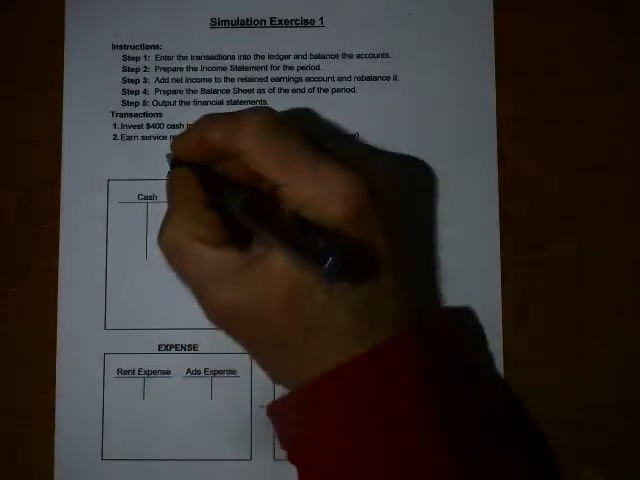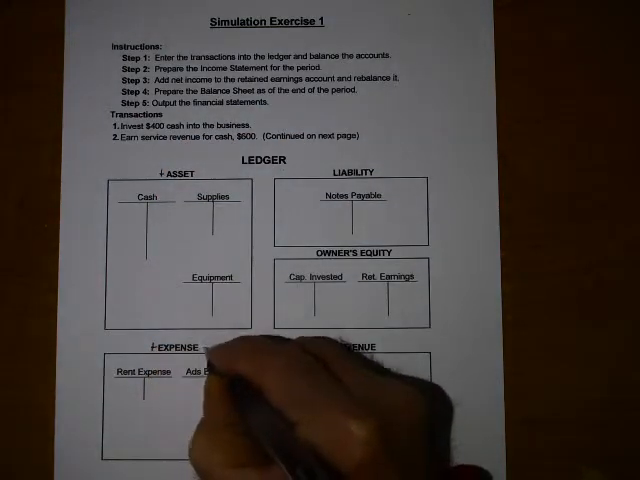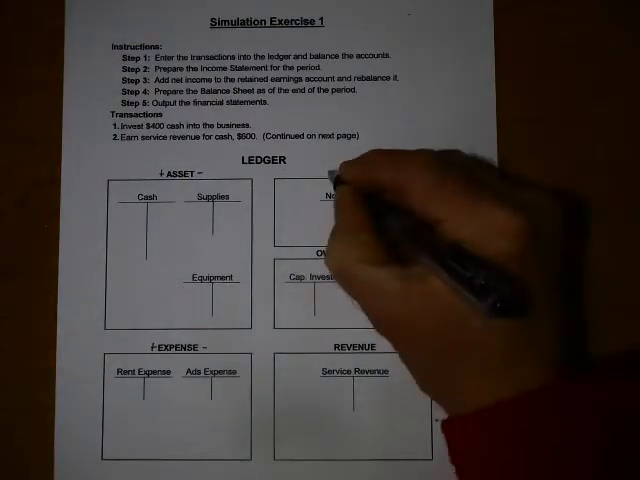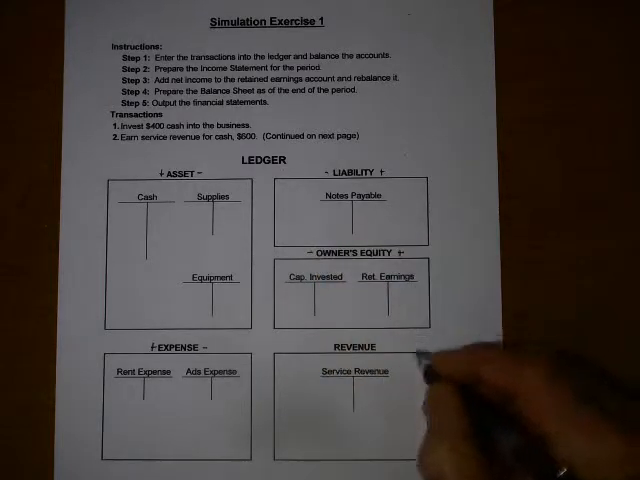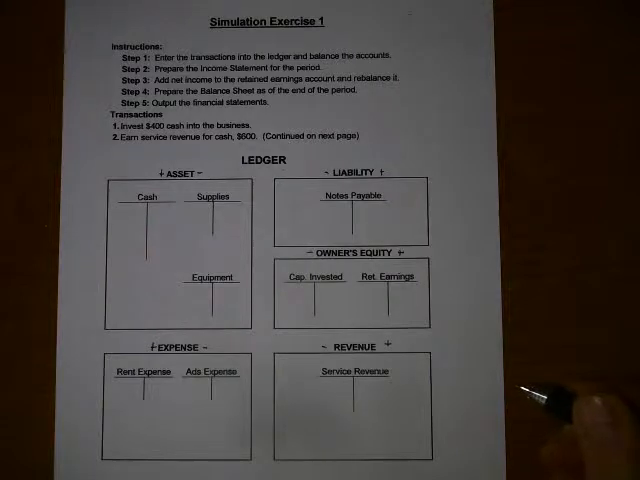Just to remind you, assets and expenses increase on the left side; liability, owner's equity, and revenue increase on the right side.